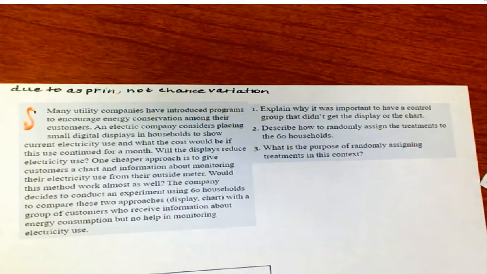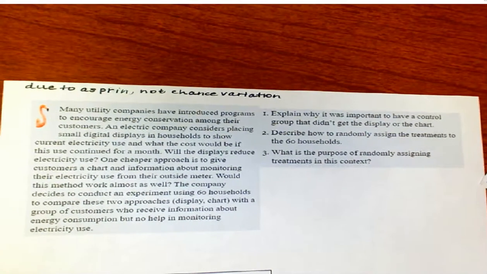The company decides to conduct an experiment using 60 households to compare these 2 approaches. So either the display or they keep their chart, with a group of customers who receive information about energy consumption but no help in monitoring electricity use. Explain why it's important to have a control group that didn't get the display or the chart. Describe how to randomly assign the treatments to 60 households. And what is the purpose of randomly assigning treatments in this context?